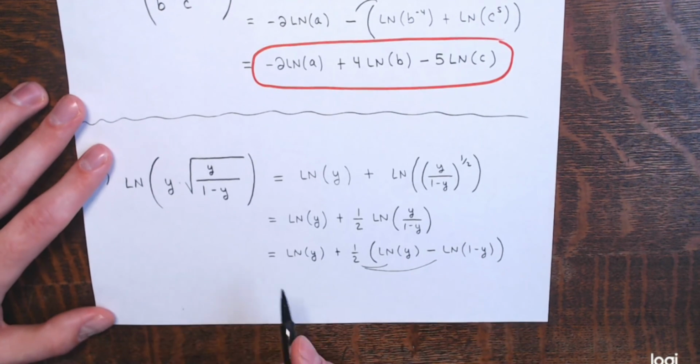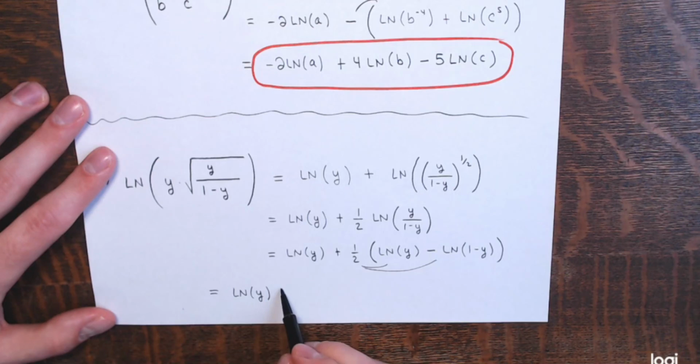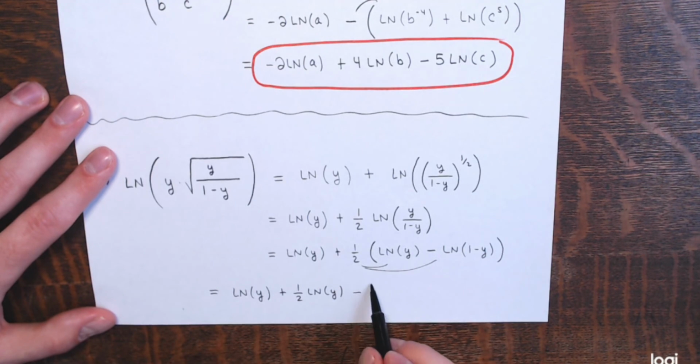And then we finally end up with this, the natural log of y plus half the natural log of y. And I guess I could write one more line after this because these have the same term. These are both like terms. They both have natural log of y, so I can put them together. And then minus half of the natural log of 1 minus y. And yeah, I think I'll do that.